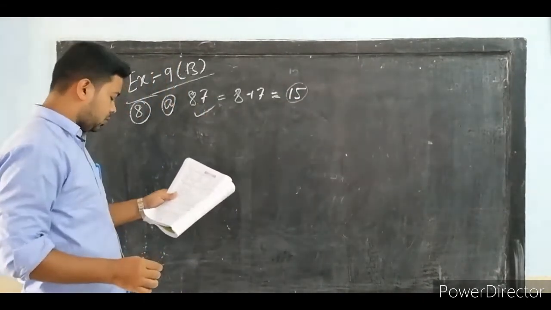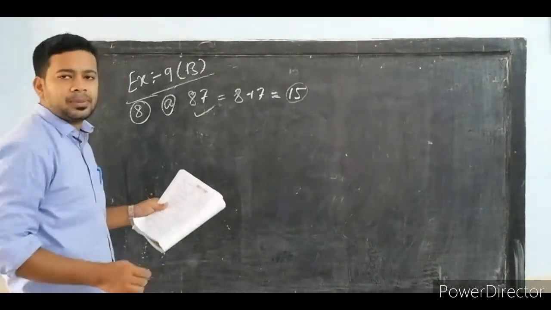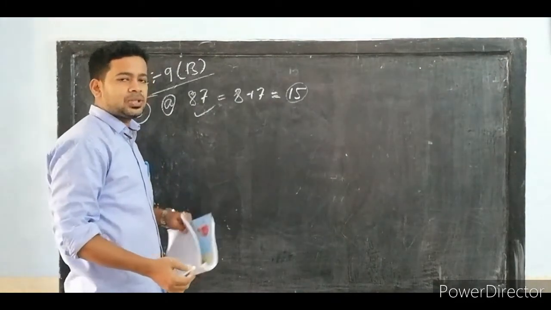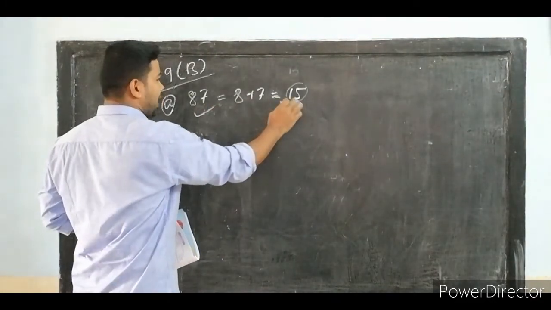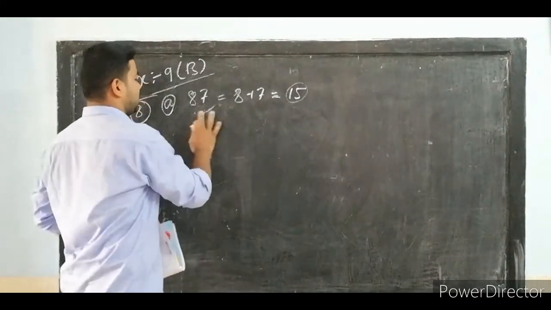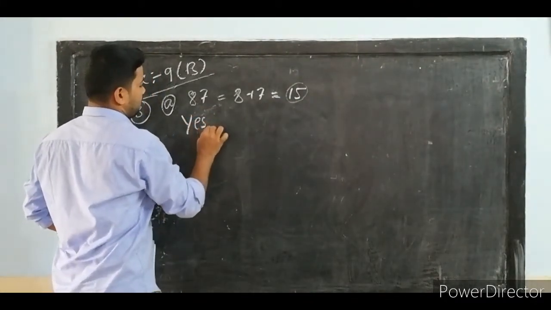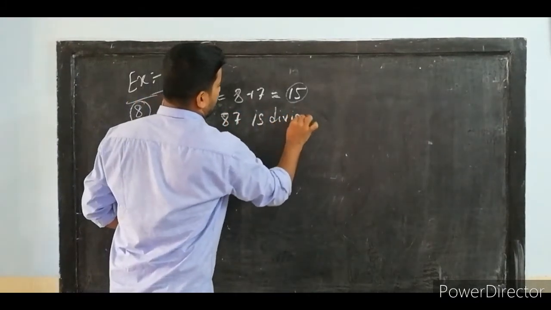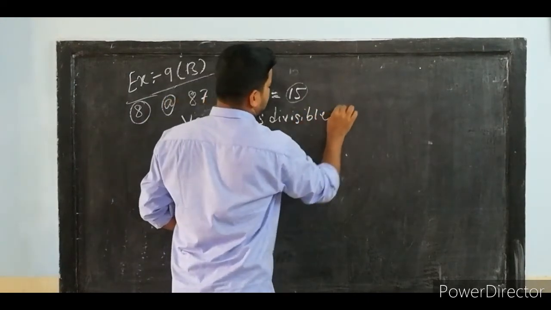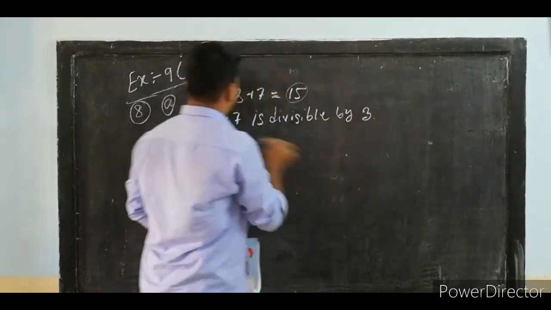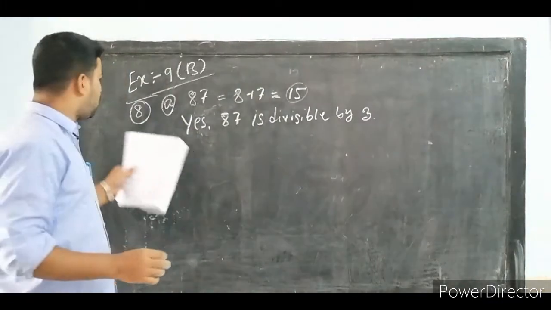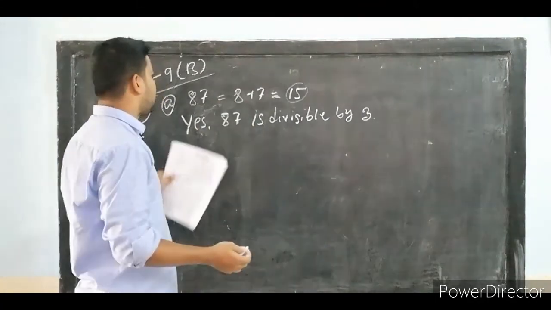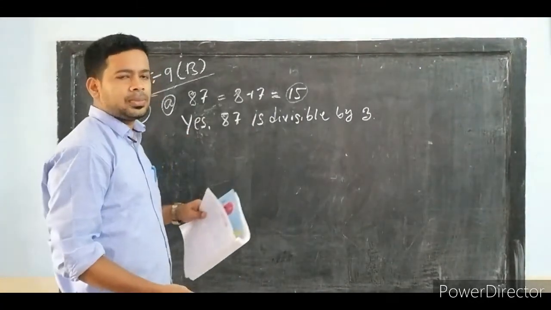Okay, so what do we need to write? Find without actual division which of the following numbers are divisible by 3. So here we will write: Yes, 87 is divisible by 3. Like this you need to write. First you will check in this way and then you will write yes, 87 is divisible by 3. So in this way you will write for all the numbers. Now from the next one I am not going to write this line, you need to write it in your copy. I will just show which numbers are divisible and which are not divisible.